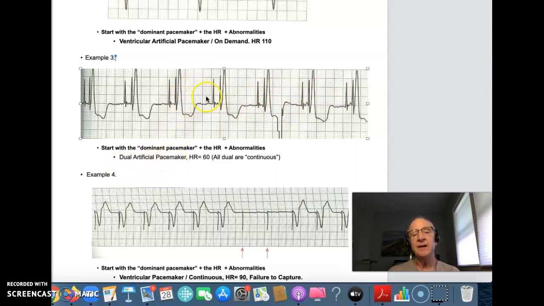And again, finding the heart rate, you do it the same way. You can use the peak here and the peak here, and it's pretty close to 60 beats per minute.